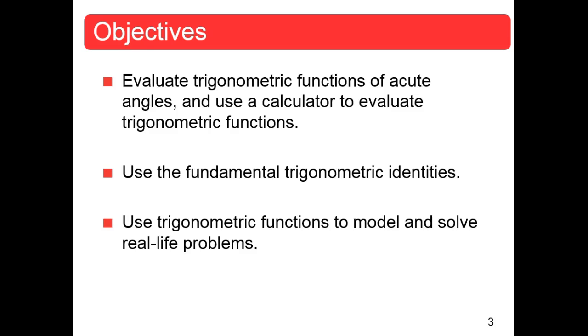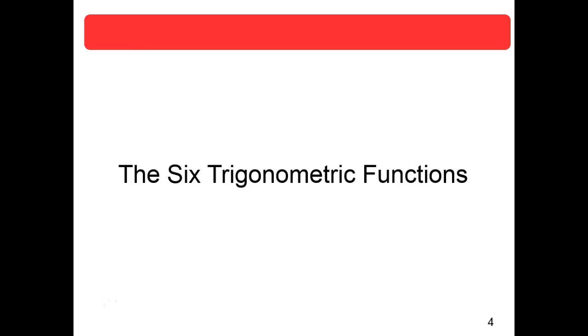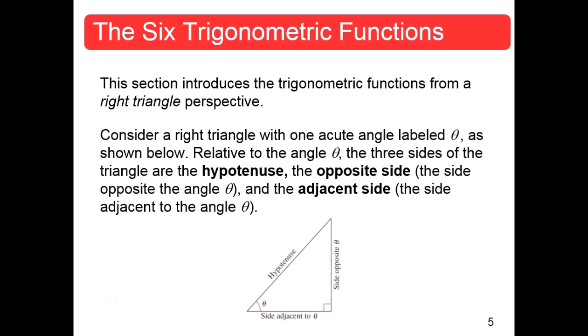And we'll use a calculator to evaluate some trigonometric functions. We just did that. We'll do a few more. We'll use the fundamental trigonometric identities. We've already mentioned a few of these. We're going to identify them now. And we'll use trigonometric functions to model and solve some real-life problems, which we always love to do. Okay? So, using right triangles, we're going to identify our 6 trigonometric functions. This section introduces the trigonometric functions from the right triangle perspective.